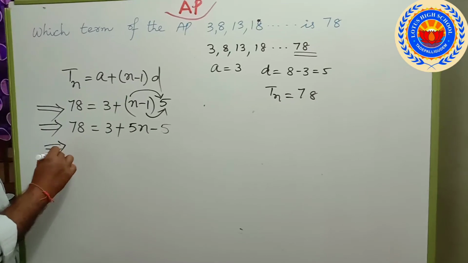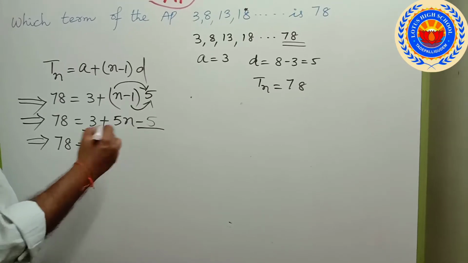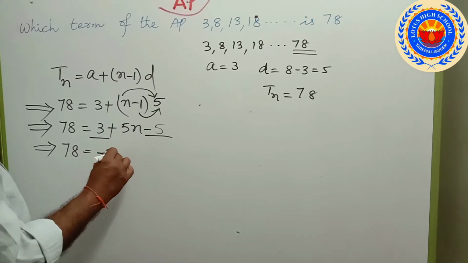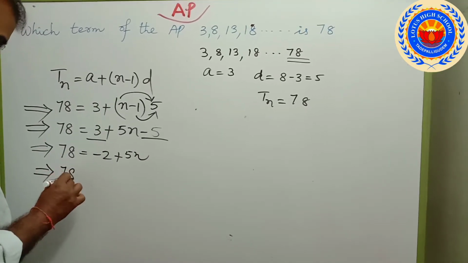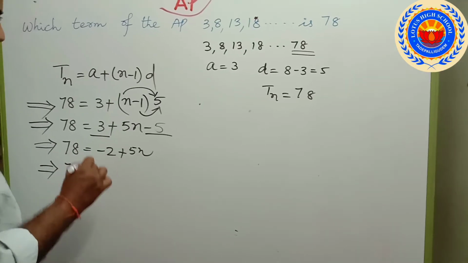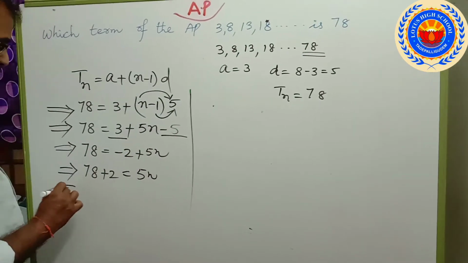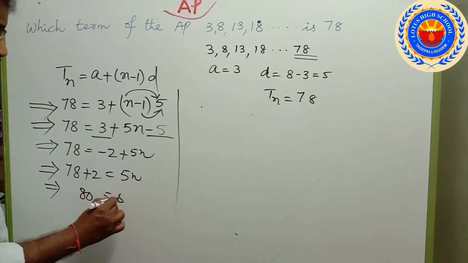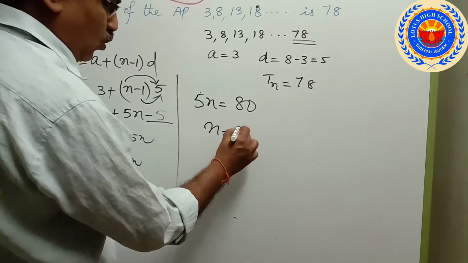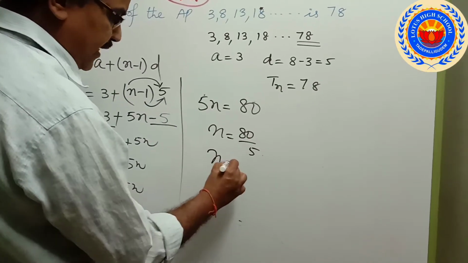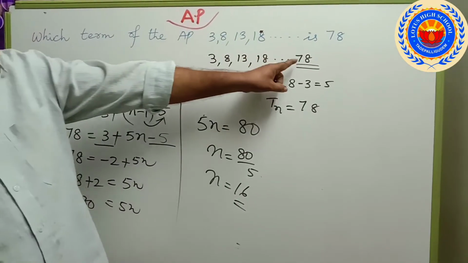That implies 78 is equal to 3 minus 5, which is minus 2, plus 5n. So, minus 2 plus 5n. That implies 78, with minus 2 transposed from RHS to LHS, plus 2 is equal to 5n. Here 5n is equal to 80. n is equal to 80 by 5. That is, n is equal to 16. Therefore, 78 is the 16th term.